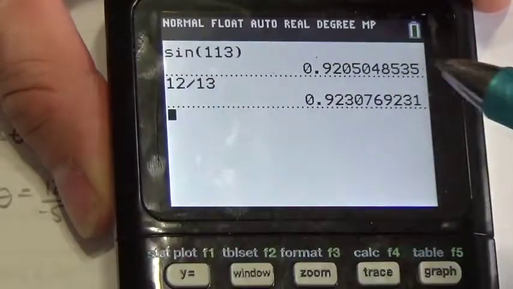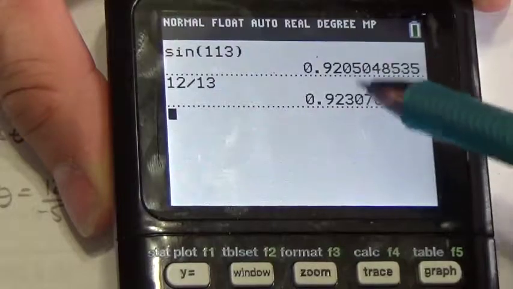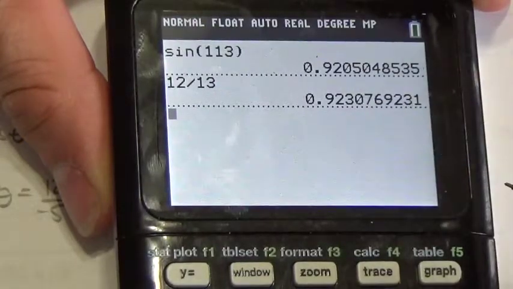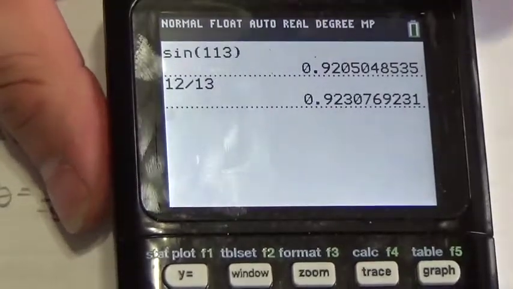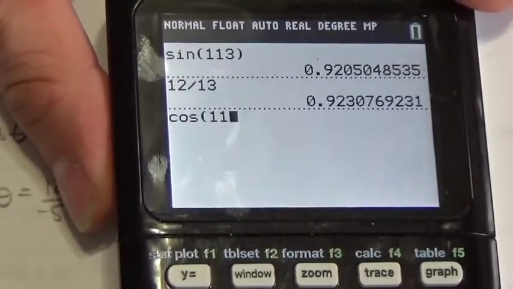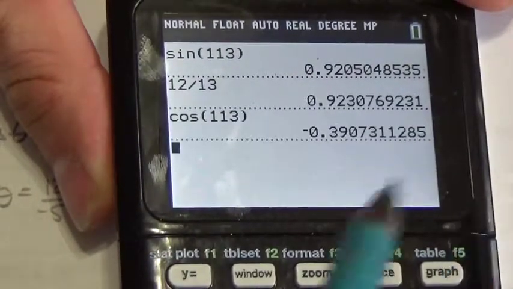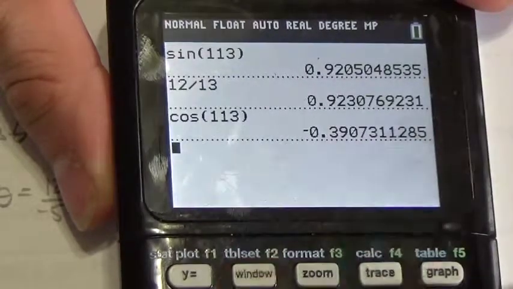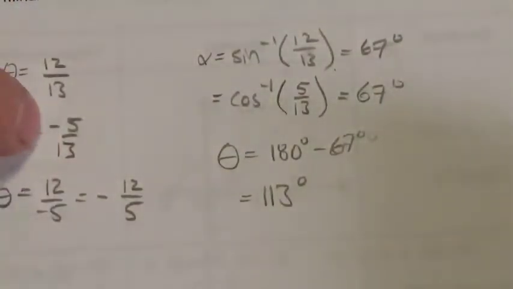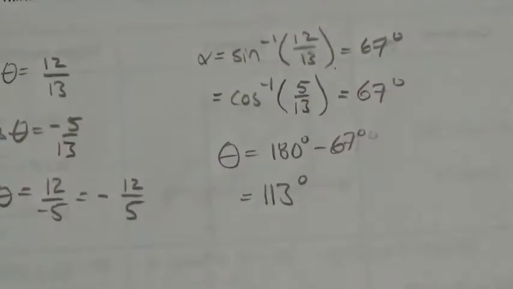very, very close. Now, not exactly the same. By about the thousandths place here, we tend to diverge a little bit. That's just because of a little bit of rounding we did. So right on the money here. If I take the cosine of 113, notice what happens here. We do, in fact, get that negative ratio. That negative pops back up. Anyway, I hope that makes sense.